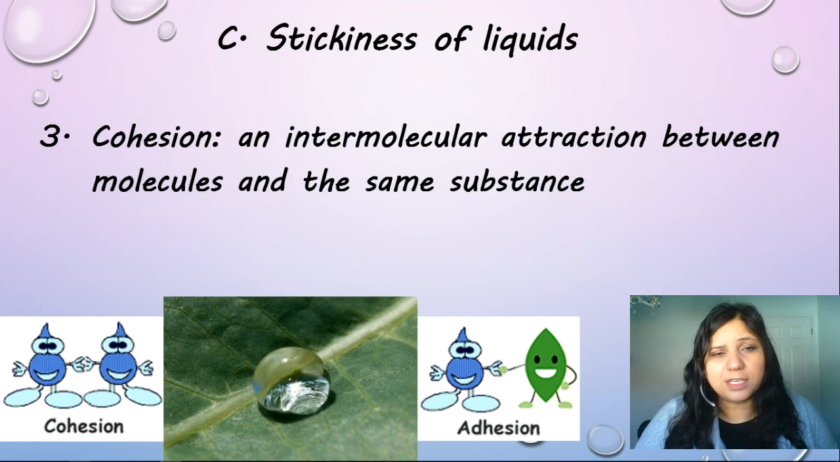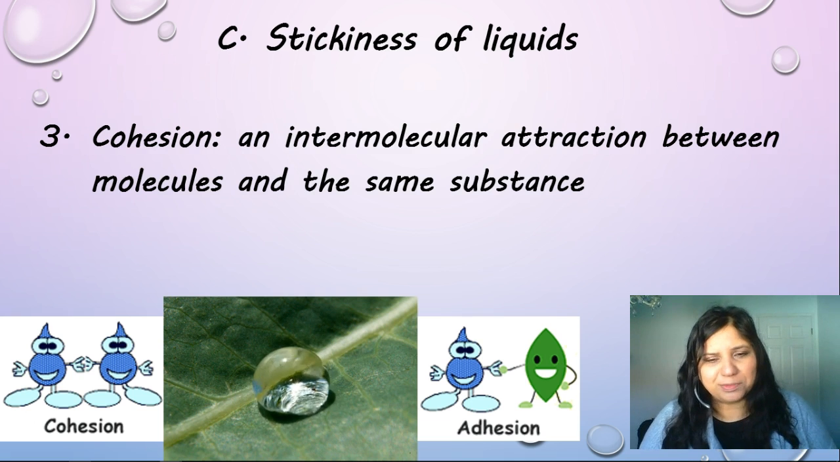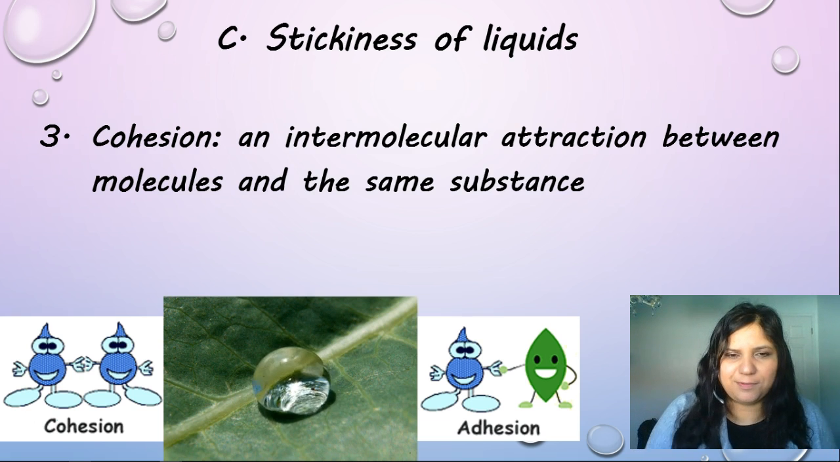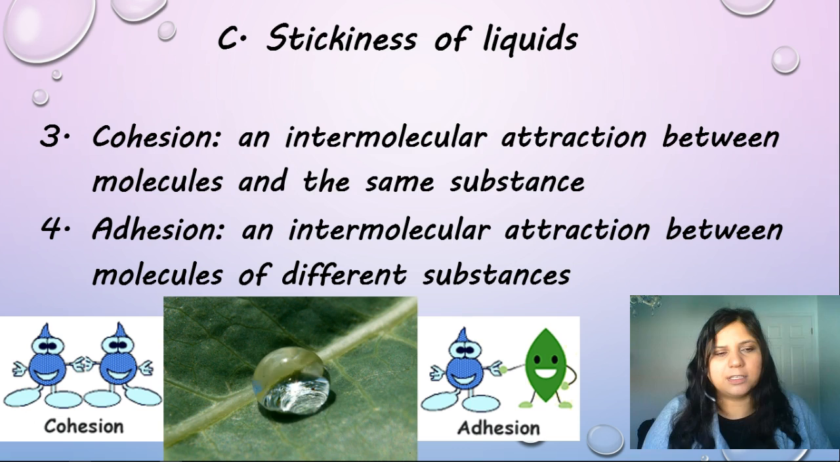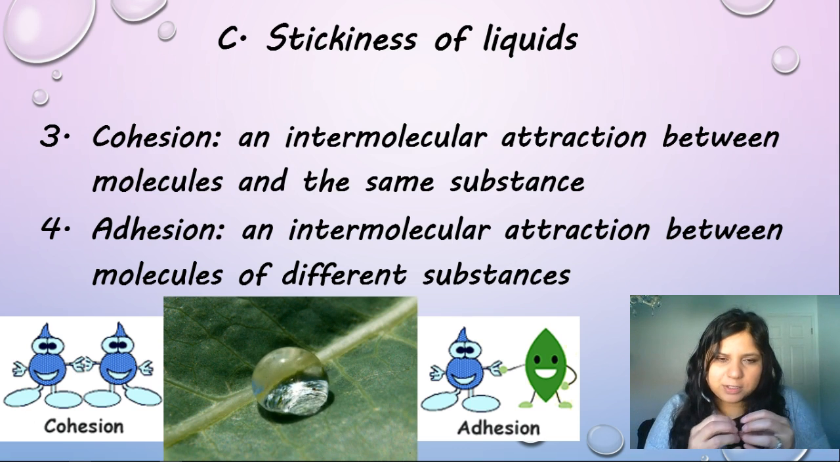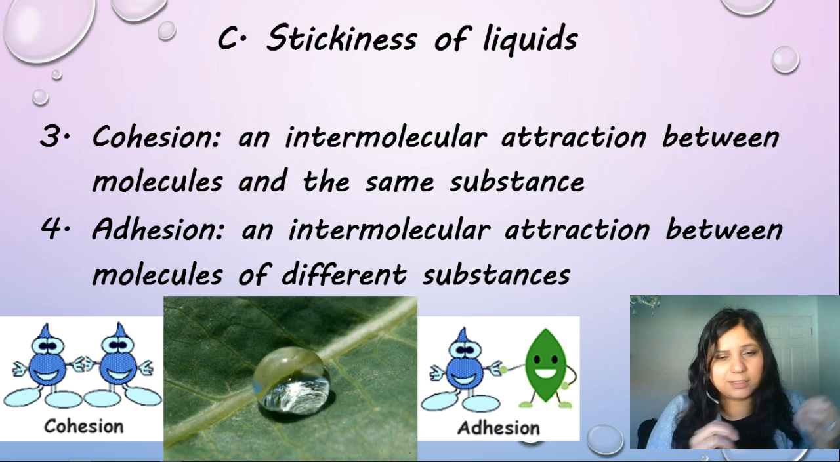All right, next we have cohesion, and cohesion is an intermolecular attraction for the molecules of the same substance. So basically, it's another way of saying intermolecular attractions for itself. Adhesion is the intermolecular attractions between that molecule and something else. You see this water droplet here on a leaf. The water being attracted to the other molecules of water, that is cohesion. They're sticking together. And then adhesion would be the water molecule sitting on top of the leaf. The water is attracted to the leaf.